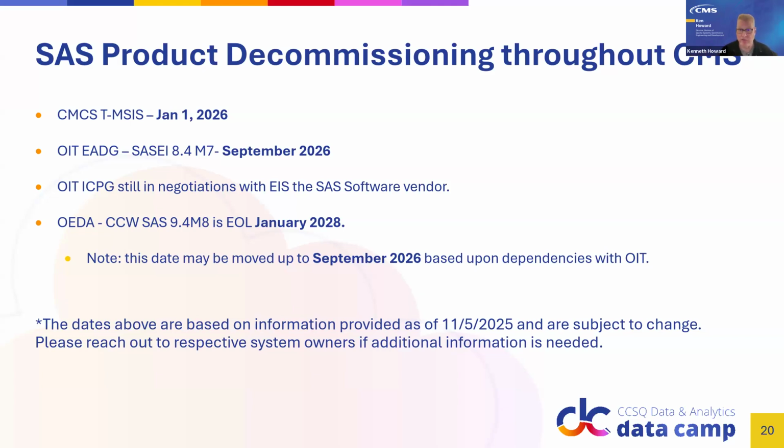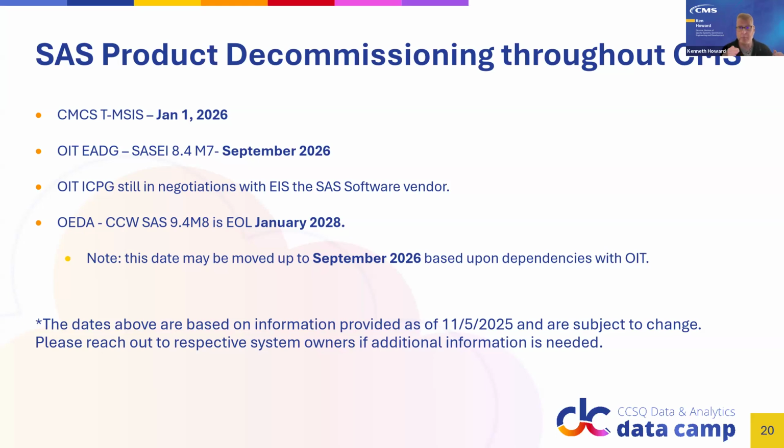Other teams around the agency are also looking at alternatives, CCW and IDR being the major users of SAS as opposed to CCSQ. They are also looking at alternate tools for SAS. As most of you know, the IDR has already implemented Snowflake as an alternate tool to SAS VIA. So the agency itself is moving in that direction, to more modern open source standards, Python, R, etc., in support of our analytics needs. It is the trend, it is the direction that the agency is going.